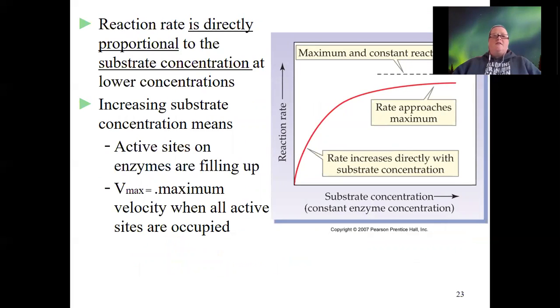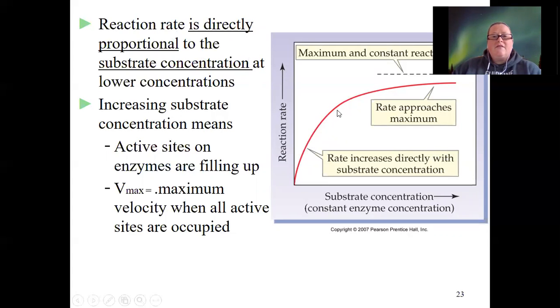So when we're looking at the substrate concentration, if there is a low amount of substrate, the enzymatic activity is going to be pretty slow. So the reaction rate is directly proportional to the substrate concentration at lower concentrations. So here, as we get more substrate, our catalysis or our enzymatic activity goes up because more enzymes are reacting with more substrate and we're getting faster product.